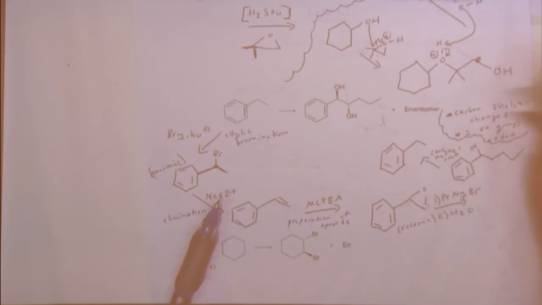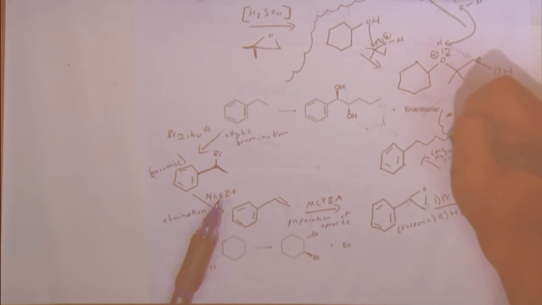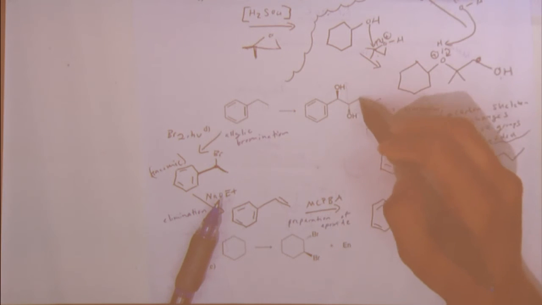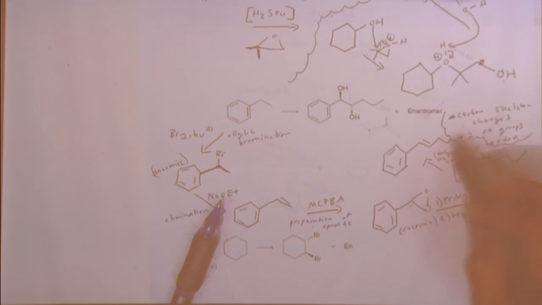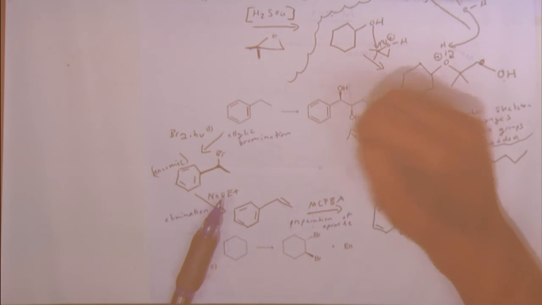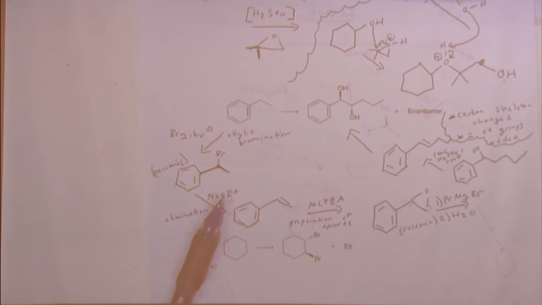Should give us here 1, 2, 3, 4, 5, 6. 1, 2, 3, 4, 5, 6. And then lastly, if we want to add 2 alcohol groups in an anti-position, we could do an anti-dihydroxylation.